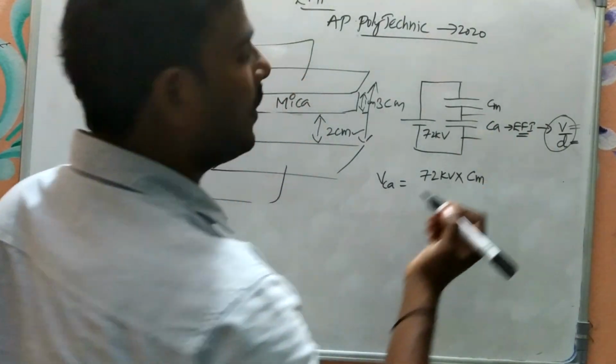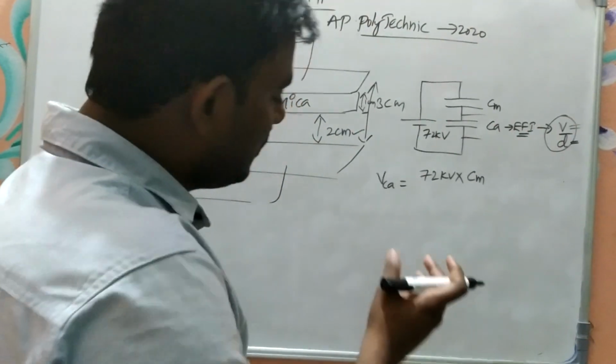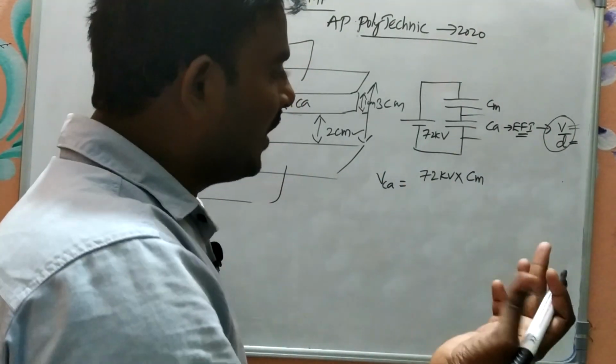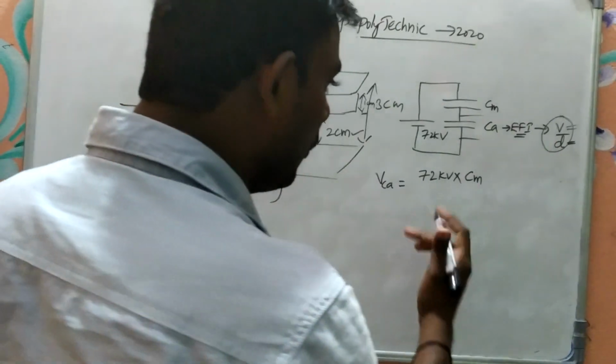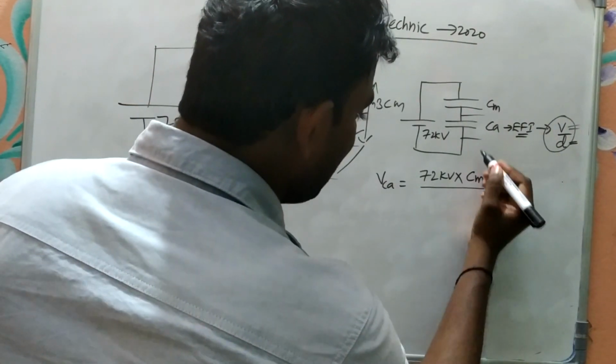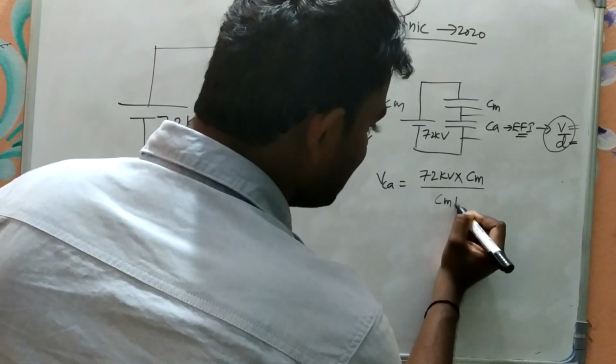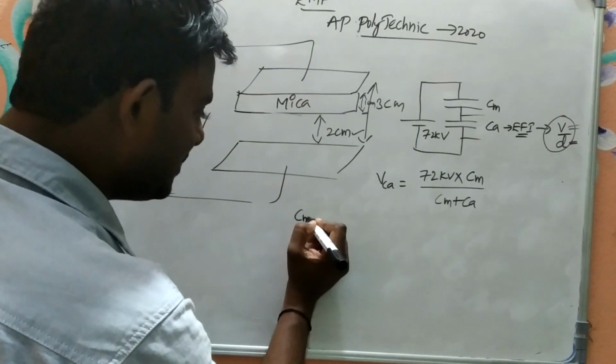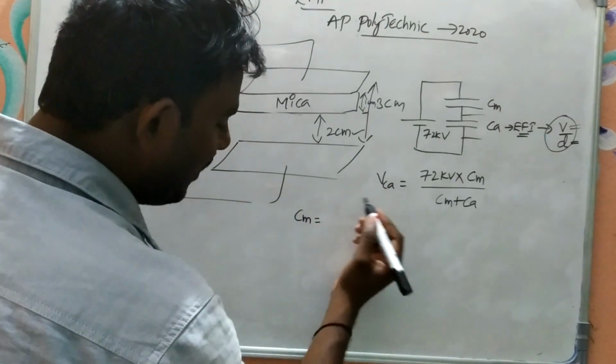You need to multiply with the opposite capacitor, because the voltage division rule is different for capacitance when compared to inductors and resistors. I hope you know that. So 72 kV into Cm by Cm plus Ca. How can I find Cm? Cm is given by the normal expression.